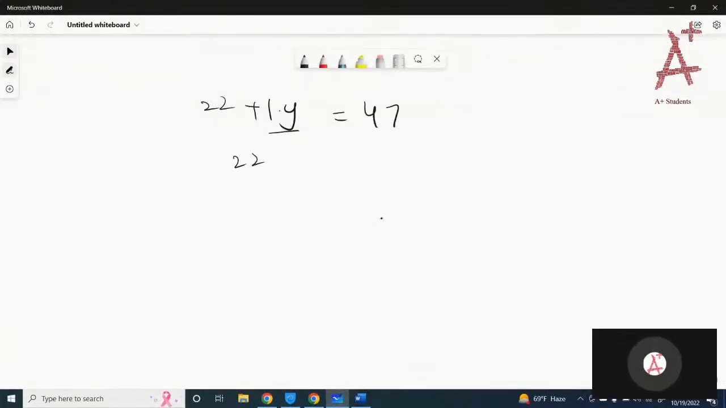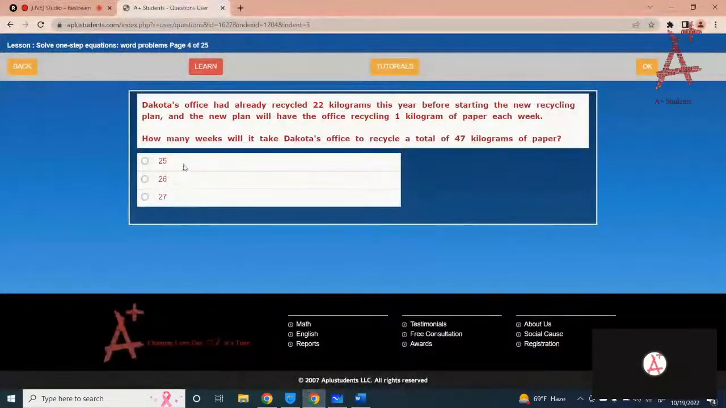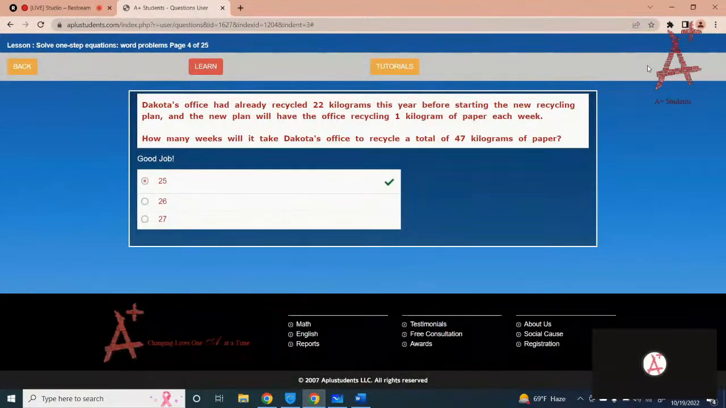Only 1 times y is y. So you have to subtract that 22 to the other side. Got it? It would be then y equals 47 minus 22. So 7 minus 2 is 5 and 4 minus 2 is 2. So it would be 25. Got it? So select the correct option and then click on the OK button.